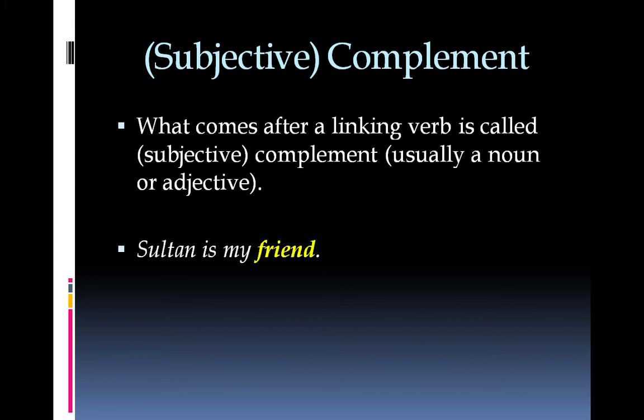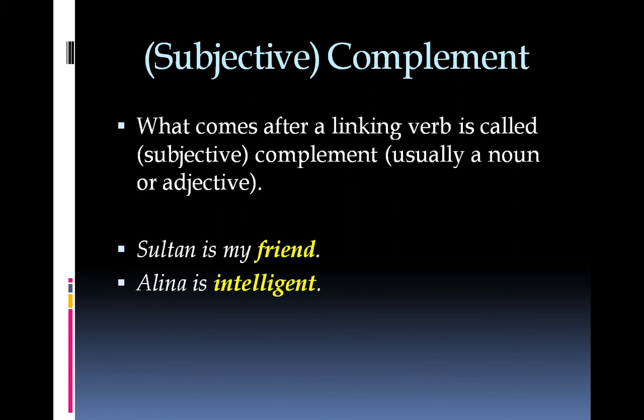Let's have a few examples. Sultan is my friend. Sultan is the subject. Is is a linking verb, but the sentence will be incomplete after is. If I say Sultan is, full stop, it will not be a sentence. My friend is completing it, and my friend is about Sultan. Sultan is the subject. So my friend, it's about the subject and it's completing, hence subjective complement.